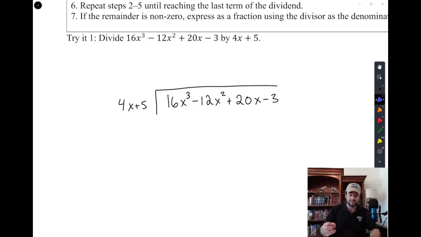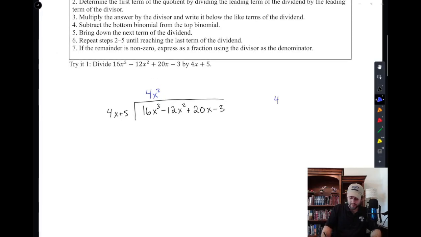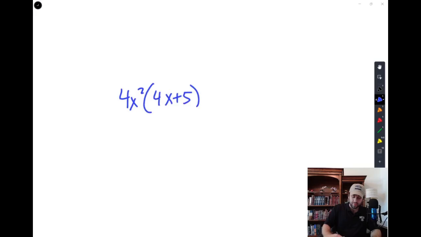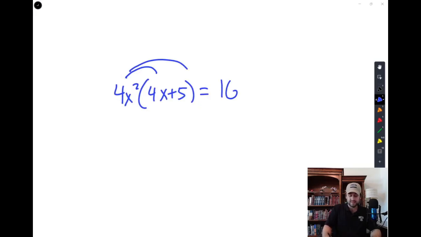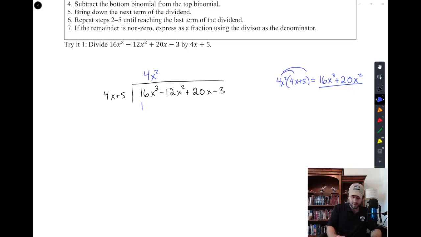Okay, the first thing we're going to ask ourselves, looking at this first term, is how many times does 4x go into 16x cubed? You might say, well, it's definitely got a 4 in it, because 4 times 4 is 16, and it probably needs an x squared, because 4x squared times 4x would be 16x cubed. Then off to the side, I'm going to write 4x squared times 4x plus 5 and do the distributive property: 16x cubed plus 20x squared. And then I'm going to write that distributed term underneath.